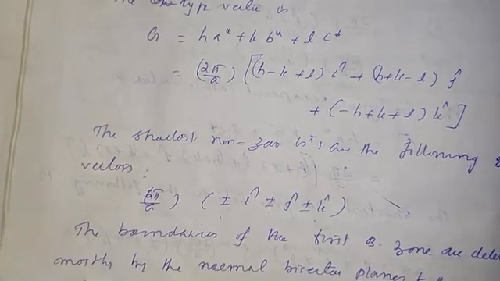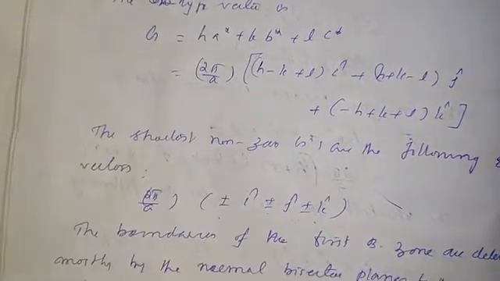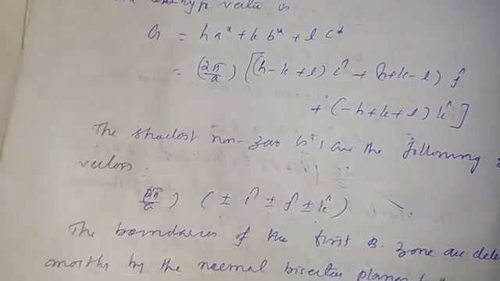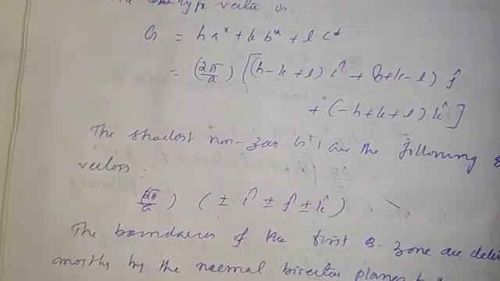Okay, so these are the Brillouin zones for FCC, BCC and simple square and cubic crystal structure.